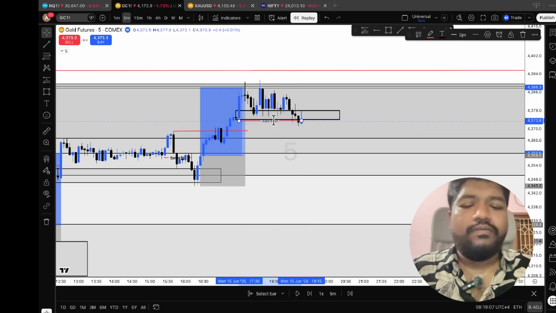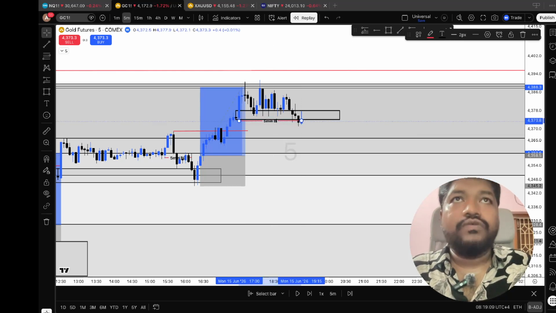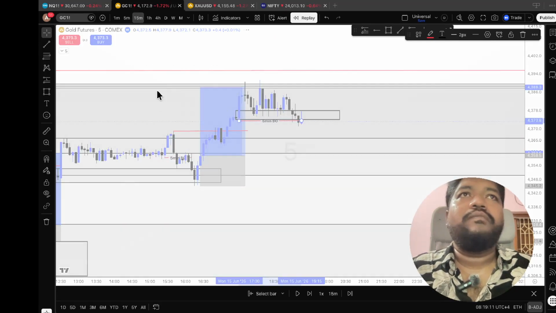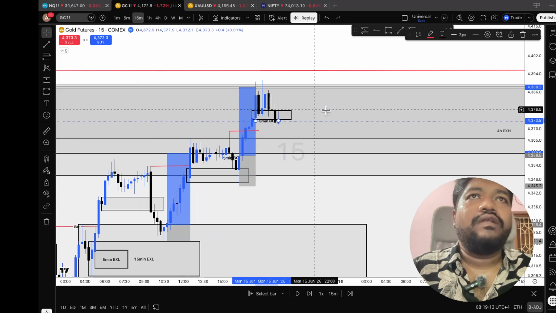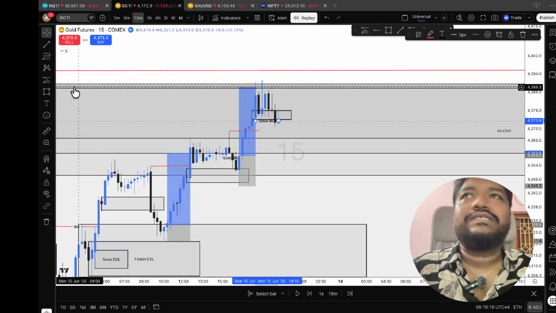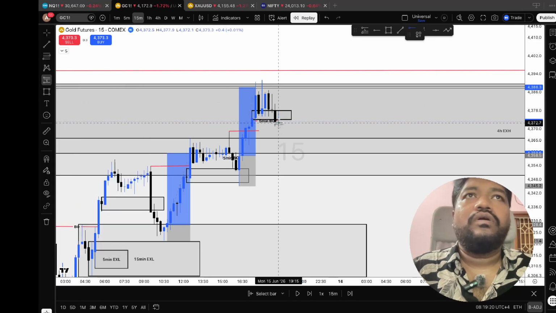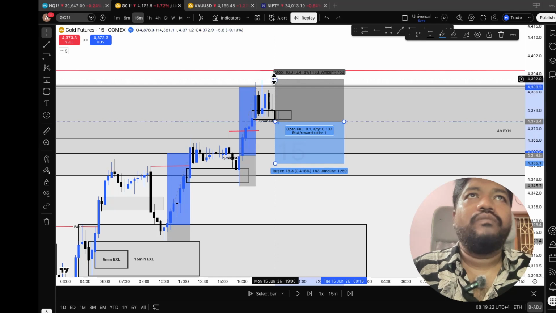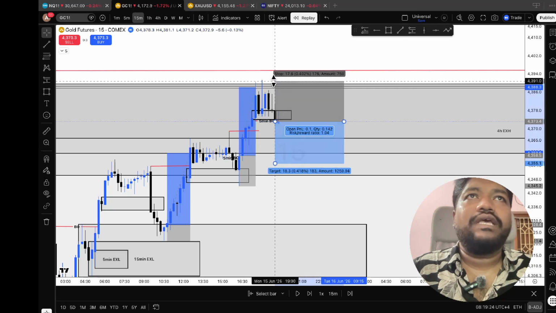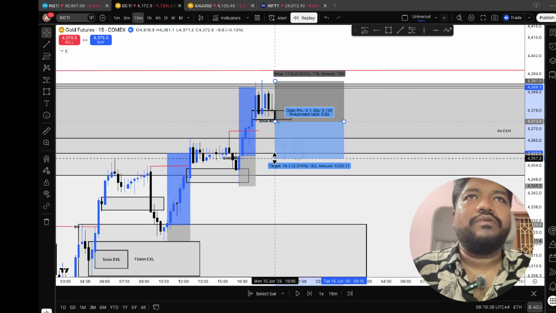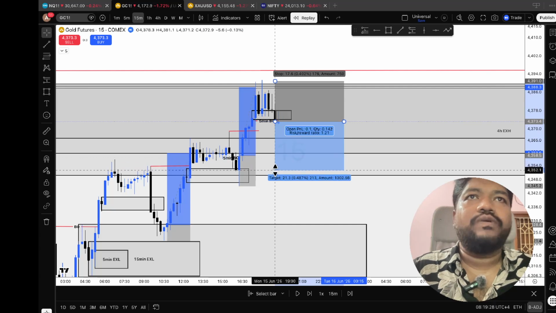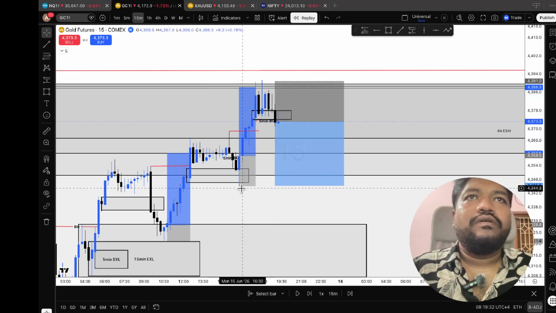This is my 5 minute VO. So the 5 minute VO is having a 15 minute engulfing, right? So if there is a 15 minute engulfing, at least I can expect this trade should go up. By putting this as an SL, I can go up to this level minimum, or I can see that it can go up to this low.